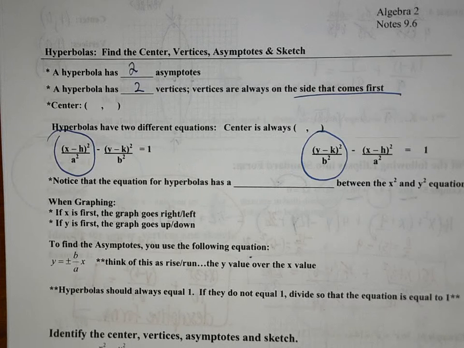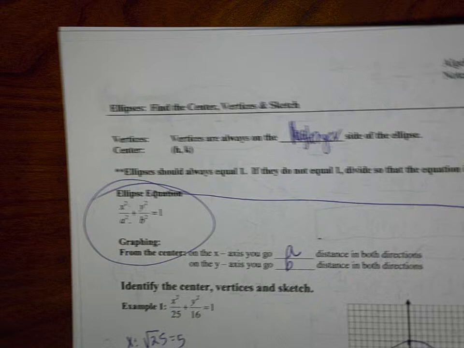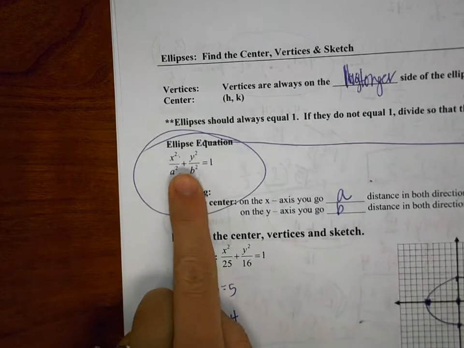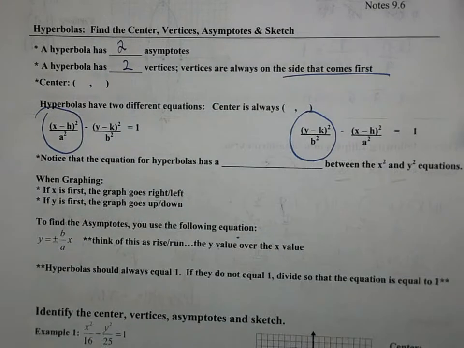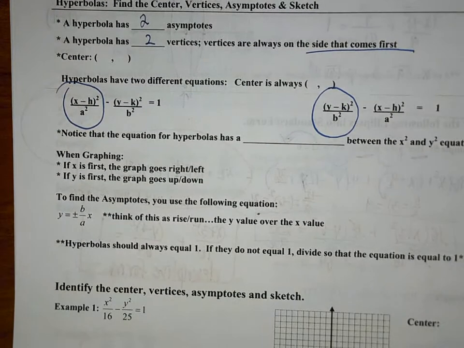The equations of an ellipse and a hyperbola are very similar. If you go back and look at your ellipse equation, it looks almost exactly the same as your hyperbola equation. Does anyone know what the difference is? If you look, the ellipse equation has a plus in the center. Hyperbolas have a minus. So anytime one of your squared terms has a minus in front of it, you know it's going to be a hyperbola.